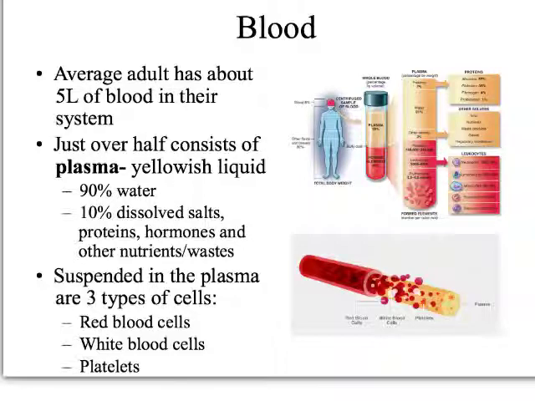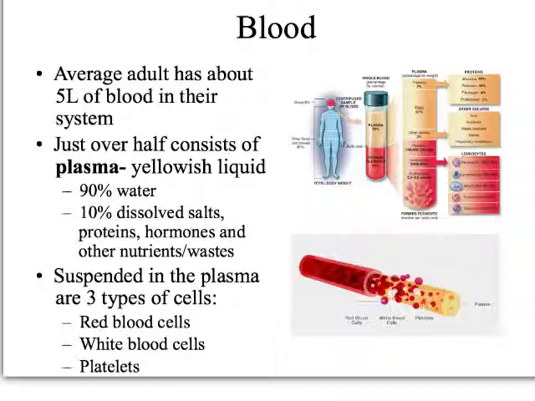Okay, so we've taken a look at the pump of the circulatory system, the vessels of the circulatory system. Now let's take a look at the fluid within the circulatory system, and we call that blood. So the average adult has about 5 liters of blood in their system. So if you think about it, 2.5 2-liter bottles is basically all the blood that you have in your body.